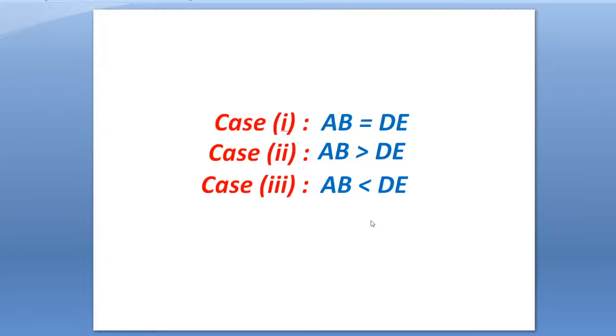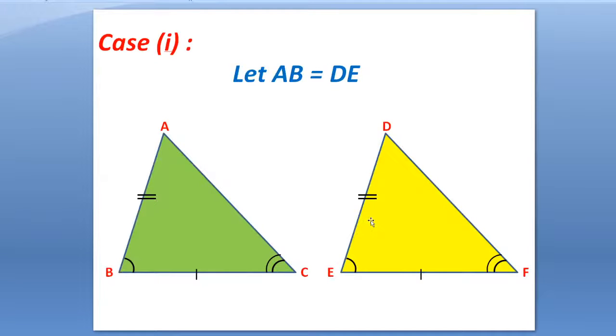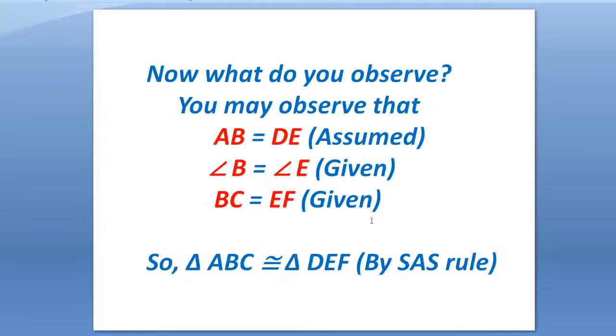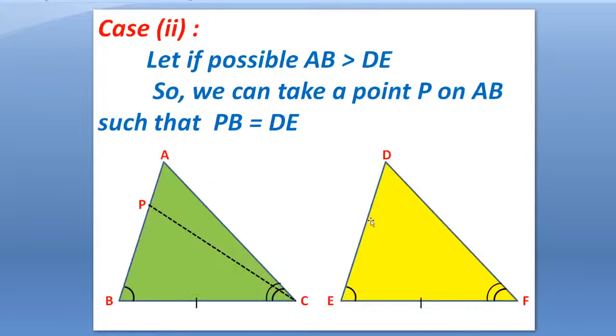These three cases: AB is equal to DE, or AB is greater than DE, or AB is less than DE. For the first, AB is equal to DE, so we take AB and DE equal. If AB and DE are equal, BC and EF are equal is given, angle B and angle E are equal is given. So by the side angle side rule, AB is equal to DE assumed, angle B is equal to angle E given, BC is equal to EF given. So by SAS rule, triangle ABC is congruent to triangle DEF. It's very easy.